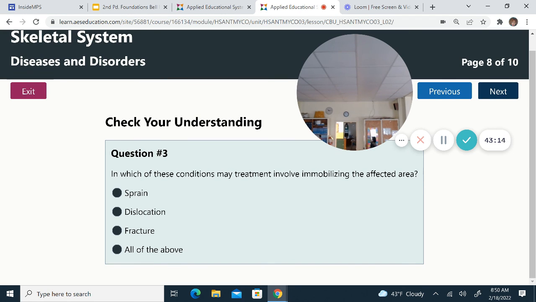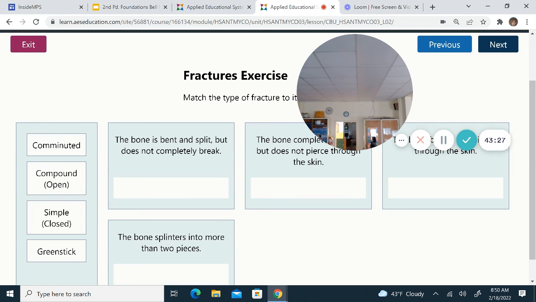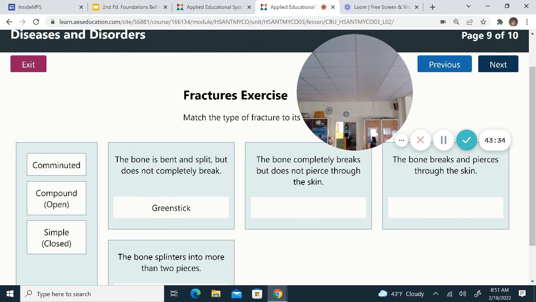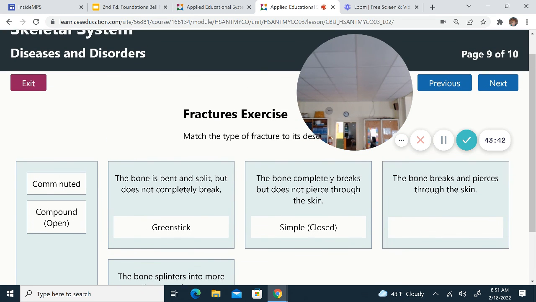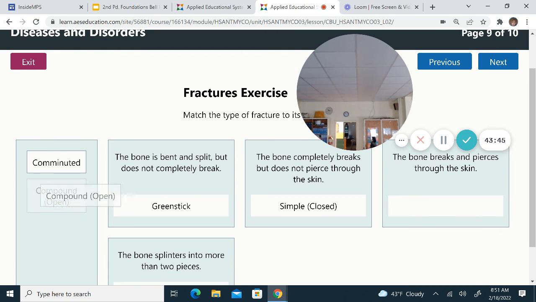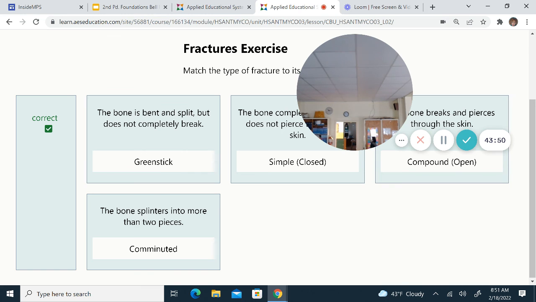Which of these conditions might treatment involve immobilizing the affected area? Right. The bone is bent and split but does not completely break. Yeah, that's great. The bone completely breaks but does not pierce through the skin. Close. The bone breaks and pierces through the skin. Okay. And splintering into more than two pieces is comminuted.